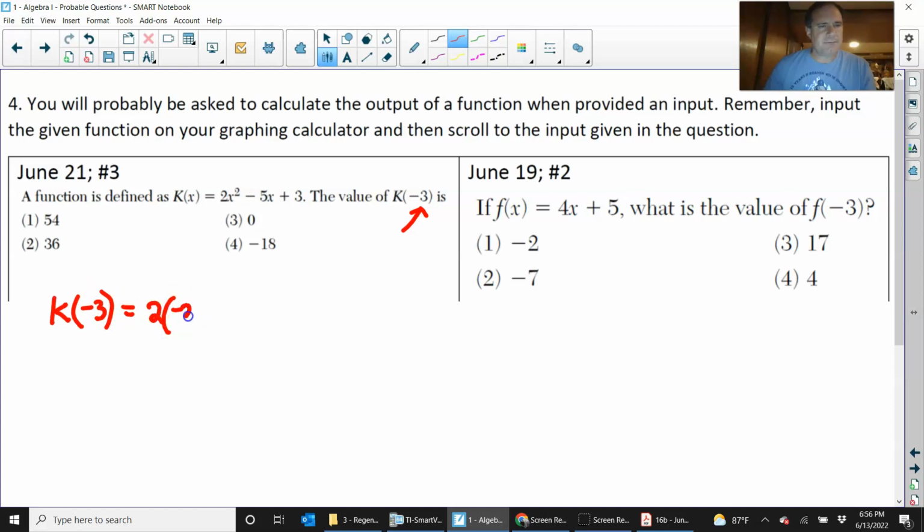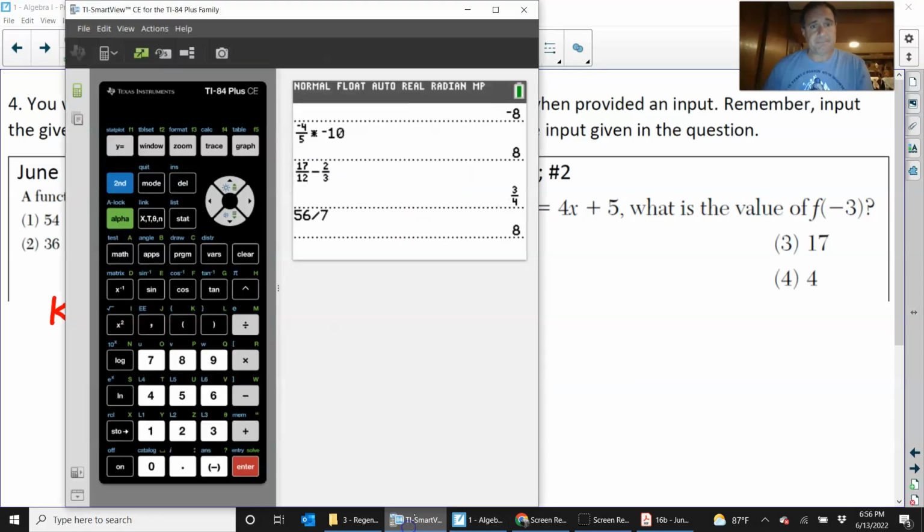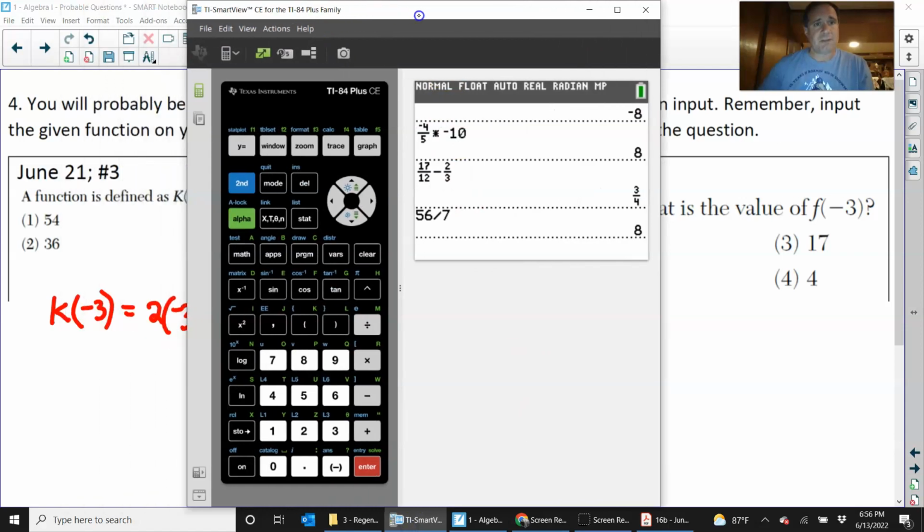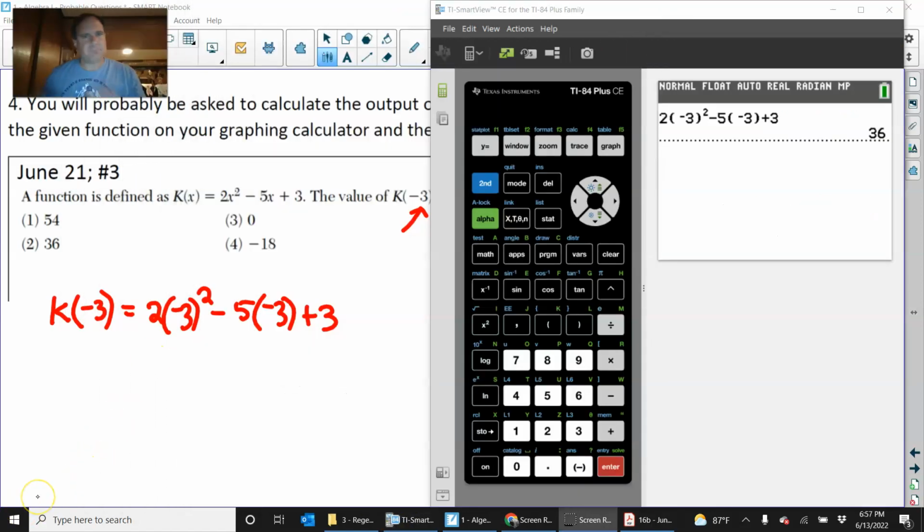And then -3 goes in for the x in parentheses squared, the squared on the outside. You have 5 times the -3 plus 3. That's the way to do it. And if you put this directly into the calculator, which you could do right now, you get 36, you're done.